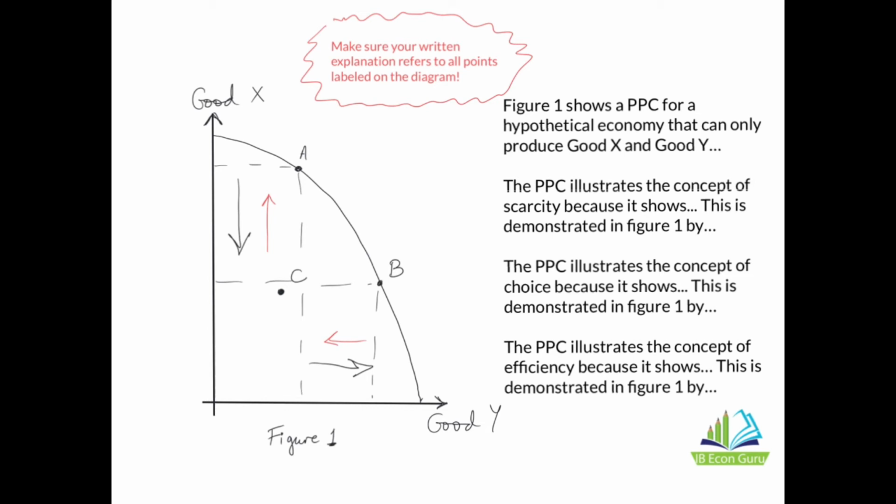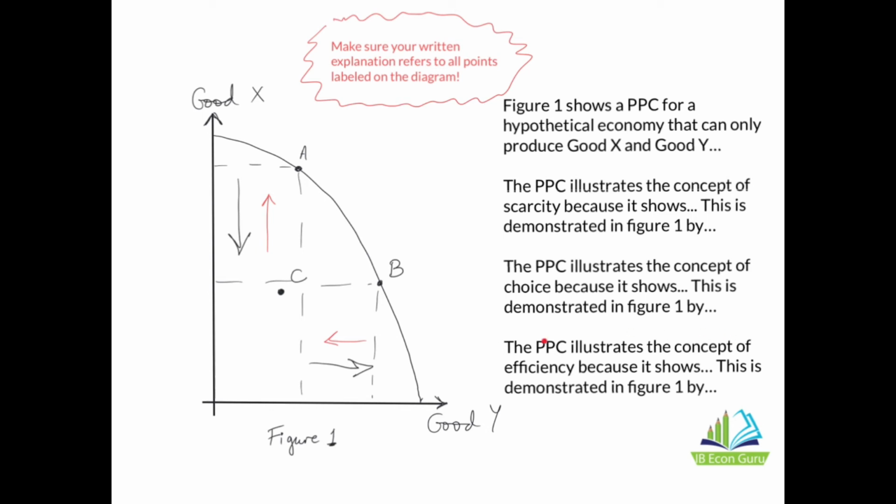How does the PPC illustrate the concept of choice? Well, say the economy is producing at point A. This is a combination of good X and good Y, and the economy decides to increase the production of good Y, so it moves from point A to point B. Well, that choice, moving from point A to point B and increasing the production of good Y, will require sacrificing some of good X. There's a trade-off, right? So the economy is basically making a choice, and each choice involves a trade-off. Choosing to increase the production of Y involves a trade-off, which means less of good X. So this is how the PPC illustrates the concept of choice.